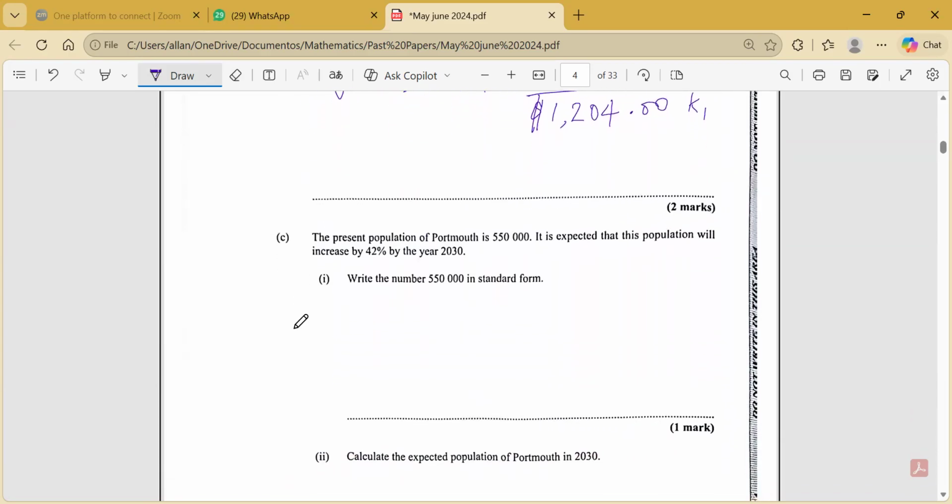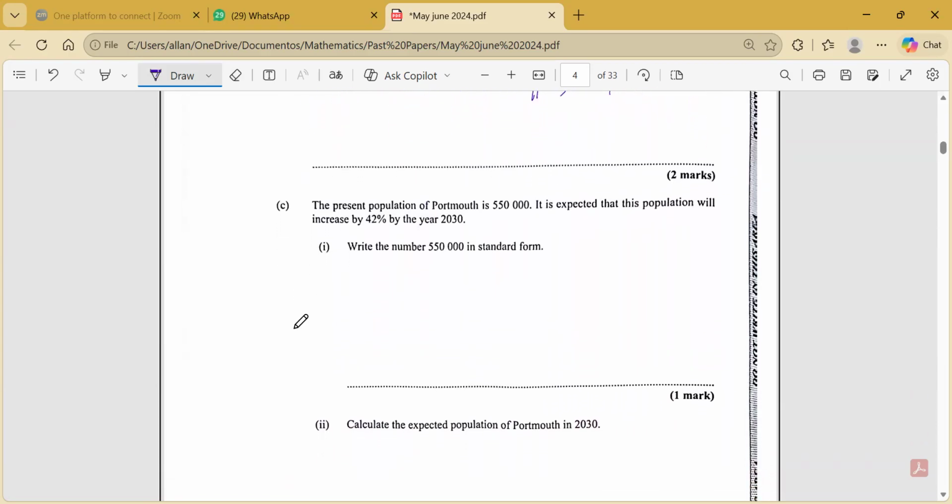part 2, part C1. The present population of Portsmouth is 550,000. It is expected that this population will increase by 42% by the year 2030. What they are asking is to write in standard form. I want to see this, please. How would you write this number in standard form?